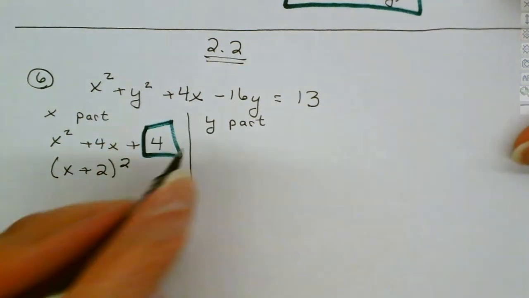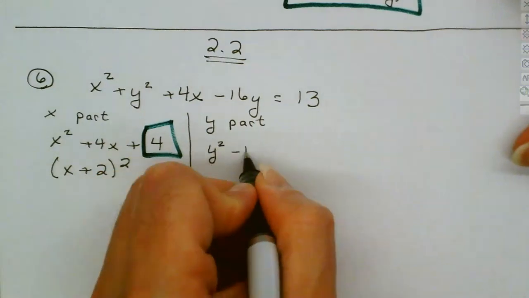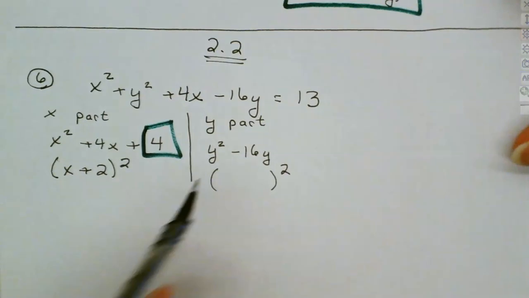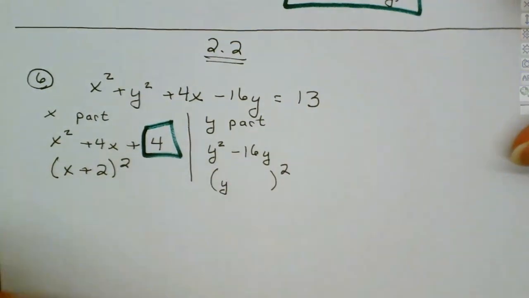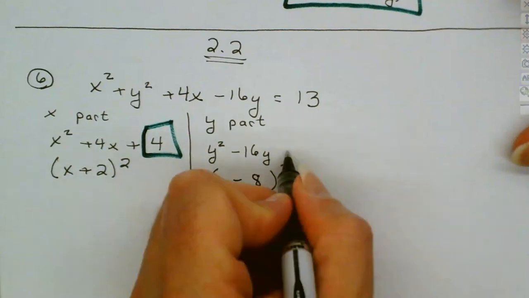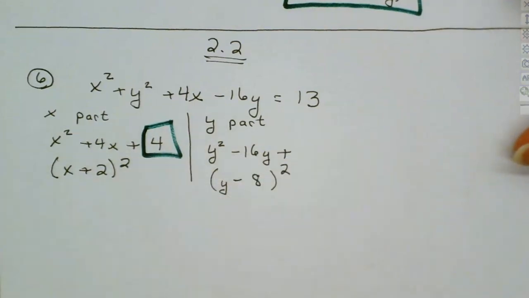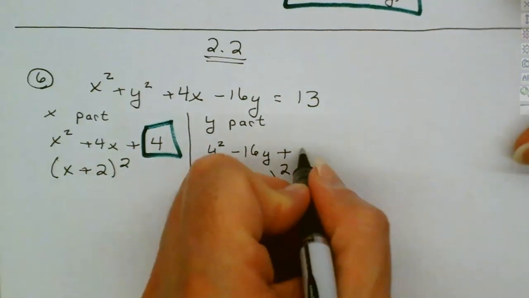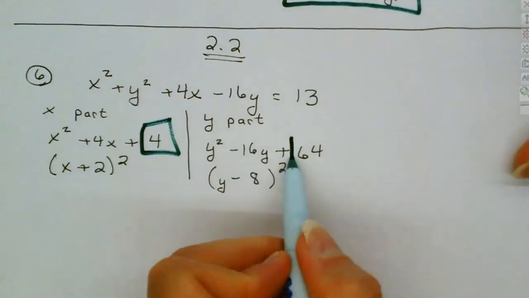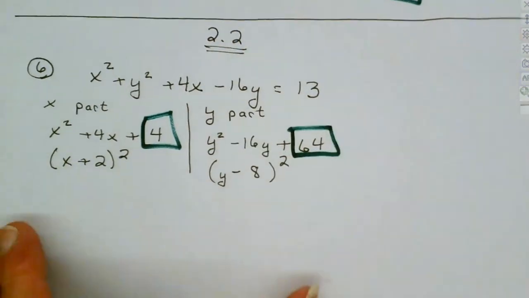For the y part, we've got y squared minus 16y. Half of 16, and it's negative. So half of a negative 16 is a negative 8. When you square a negative, it becomes a positive. So always it will be positive. And 8 squared is a 64. Is everyone all right with that so far?